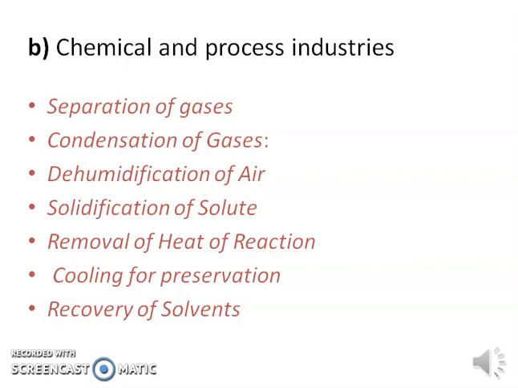Next one is the removal of heat of reaction. In many chemical reactions, efficiency is better if the reaction occurs at low temperature or below room temperature. This requires refrigeration. If the reactions are exothermic in nature, then more refrigeration capacity is required. Production of viscose rayon and synthetic rubber are some of the examples of the removal of heat of reaction.